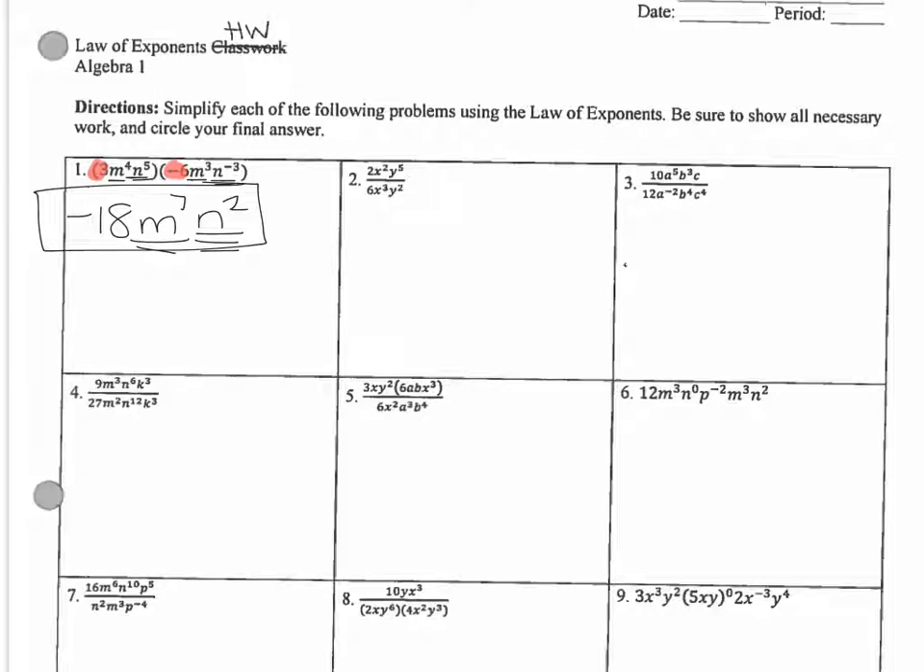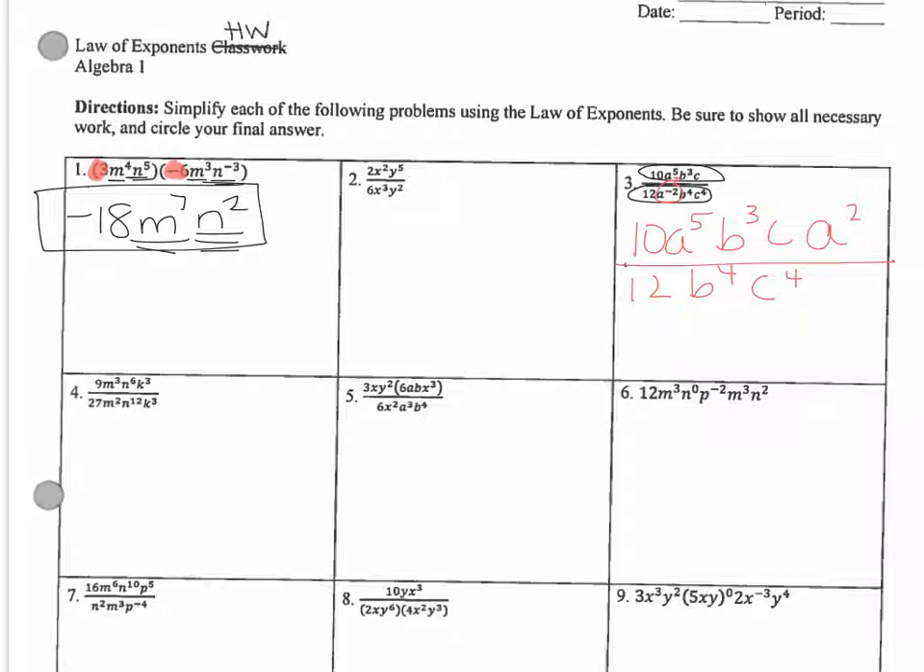Let's jump over to number 3. First thing I notice is that I can't clean up my top. My top's as cleaned up as possible. But look at my bottom. My bottom, there's something I can clean up. What can I clean up in my bottom? Well, I see that I have a negative exponent, so I got to take a and move it to the top. So I have 10a to the 5th, b cubed c, and then I got to move a squared up, all over 12b to the 4th, c to the 4th.